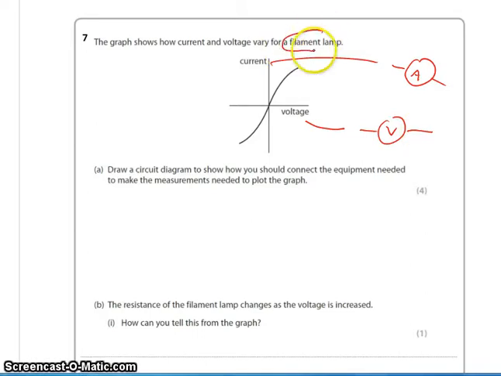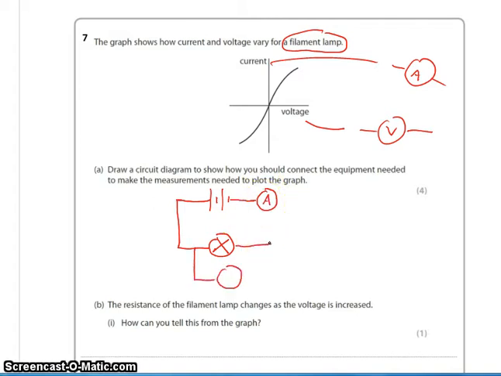They also mention we've got a filament lamp, so we need some kind of power source. So I'm going to put a battery in here and I'm going to connect it up to the filament lamp. Now I also need to have an ammeter to measure the current through it, so I'm going to put that in series with this lamp, and I'm going to put a voltmeter in parallel.